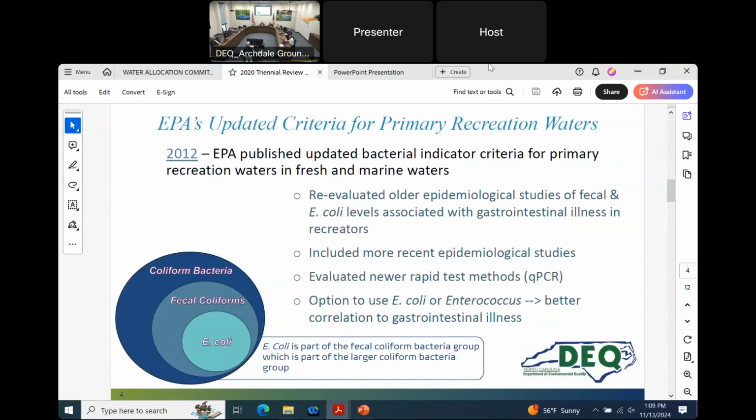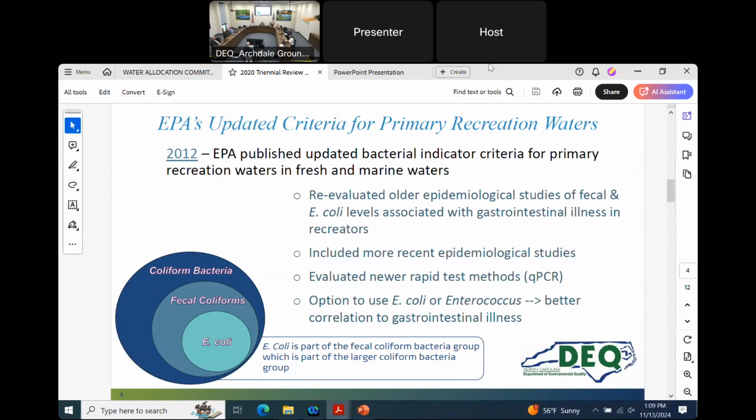So that brings us to the first topic that we're proposing revisions for today, and that would be updating the criteria for primary recreation waters. North Carolina has had bacterial indicator criteria for primary recreation waters, or Class B waters, in the state since the very early days of the water quality standards, back to the 1970s. And from that time, we've really always relied on fecal coliforms as a bacterial indicator of gastrointestinal illness.